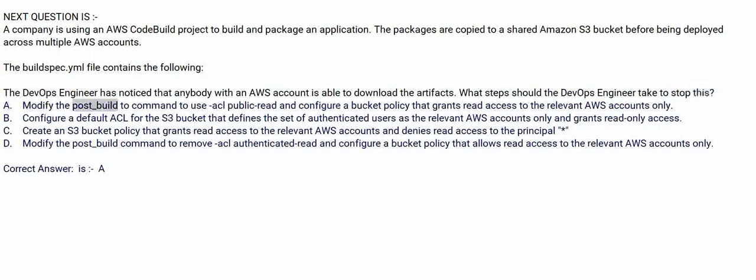A. Modify the post_build command to use ACL public read and configure a bucket policy that grants read access to the relevant AWS accounts only. B. Configure a default ACL for the S3 bucket that defines the set of authenticated users as the relevant AWS accounts only and grants read-only access. C. Create an S3 bucket policy that grants read access to the relevant AWS accounts and denies read access to the principal asterisk. D. Modify the post_build command to remove ACL authenticated read and configure a bucket policy that allows read access to the relevant AWS accounts only. Correct answer is A.